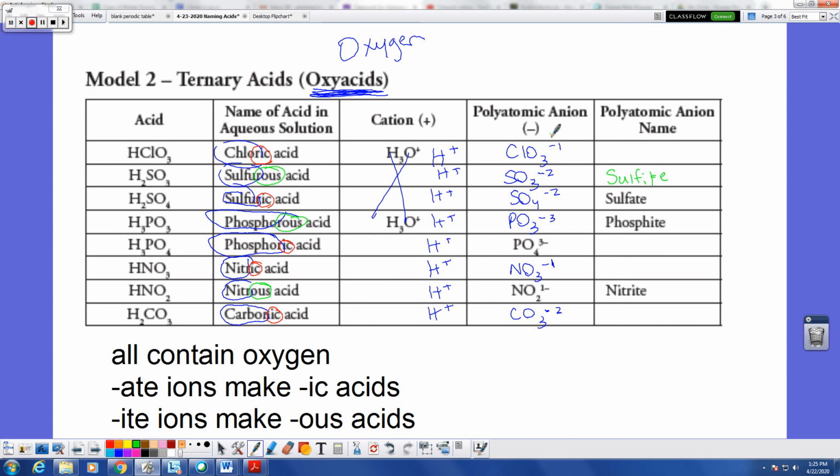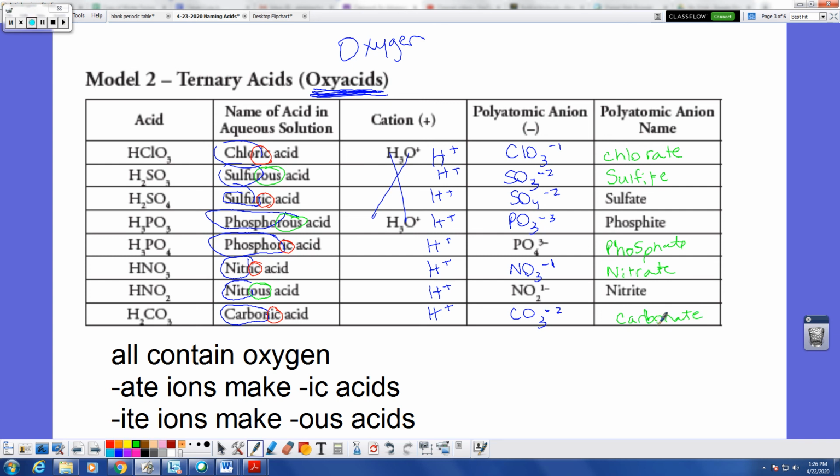ClO4, that's an ic acid. So that means it's the ate ion, so chlorate. Phosphite, O3, this is O4, so this is phosphate. NO2 is nitrite, so 1 more oxygen would be nitrate. Also, this ate is an ic acid, this ate is an ic acid, so that's going to be carbonate.